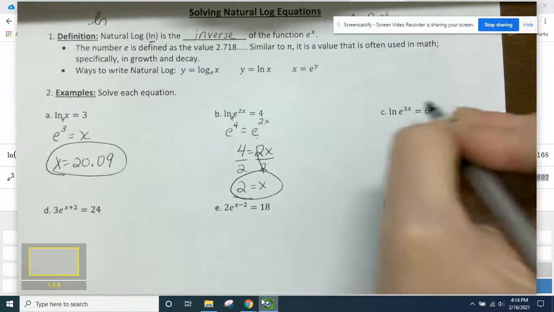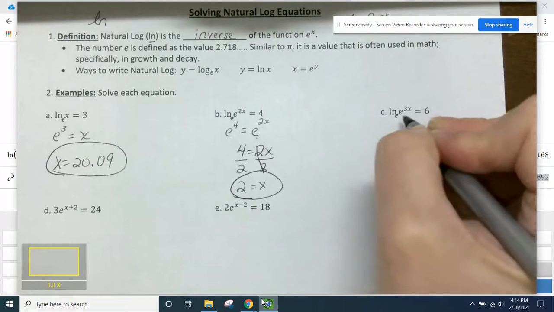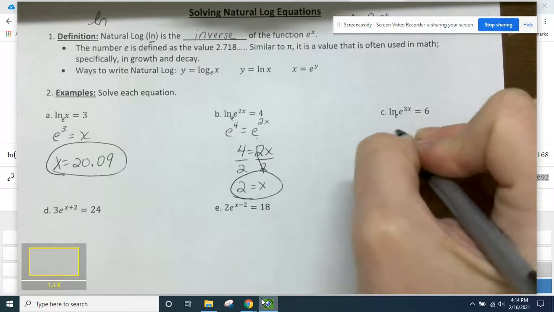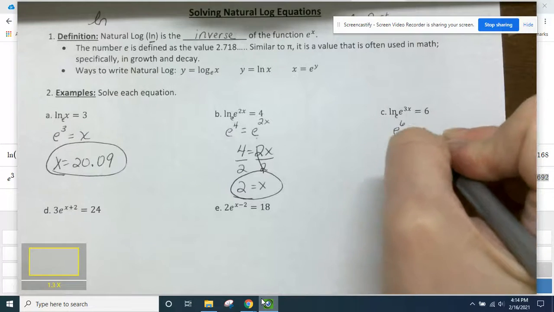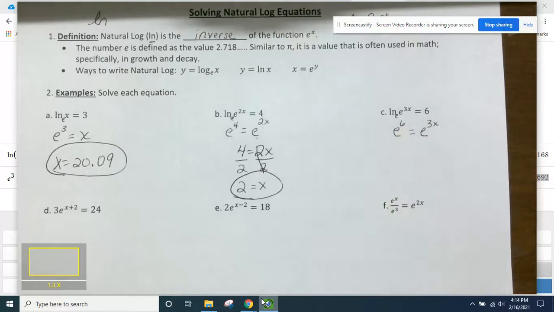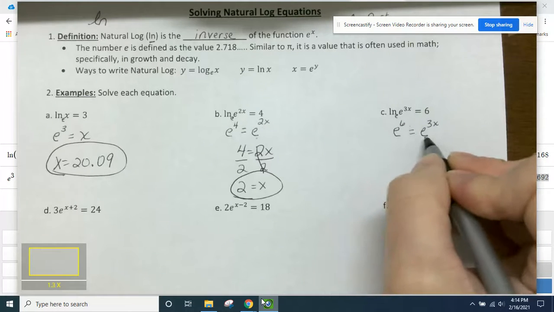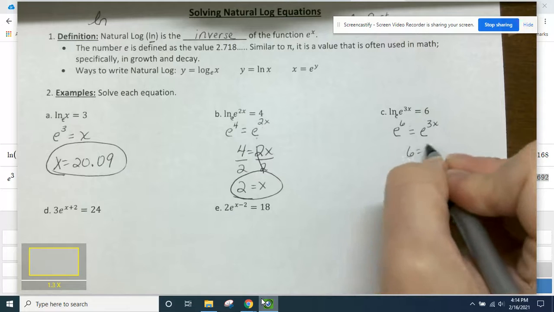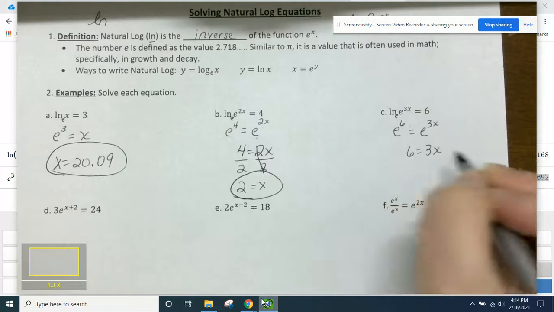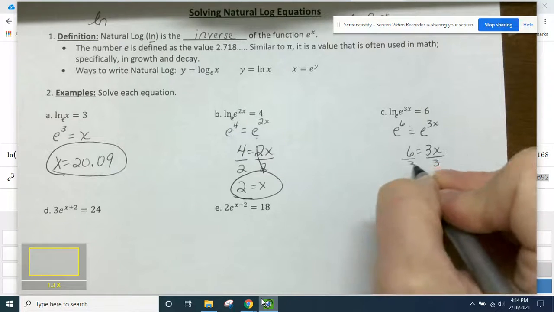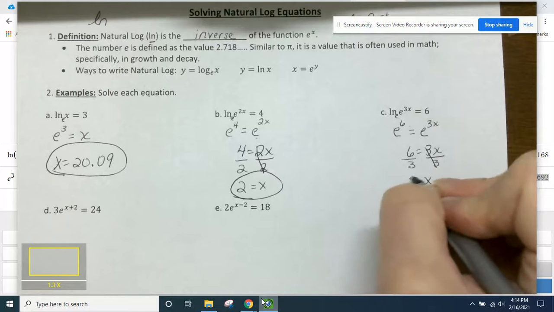Okay, hopefully you recognized you've got a base of e here. So this would be e to the 6th. e to the 6th equals e to the 3x. All right, we have the same base, so I can set 6 equal to 3x. To solve for x, we divide both sides by 3, and we get x equals 2.